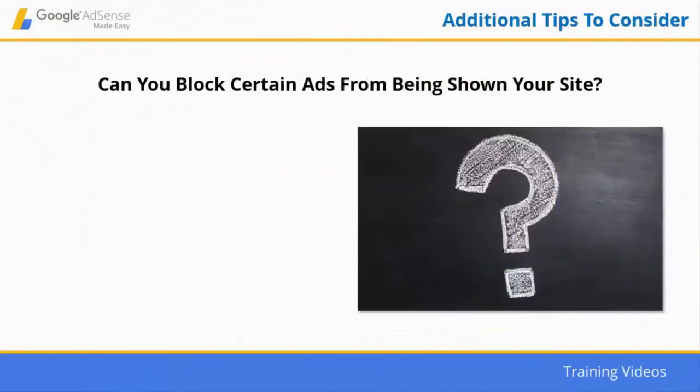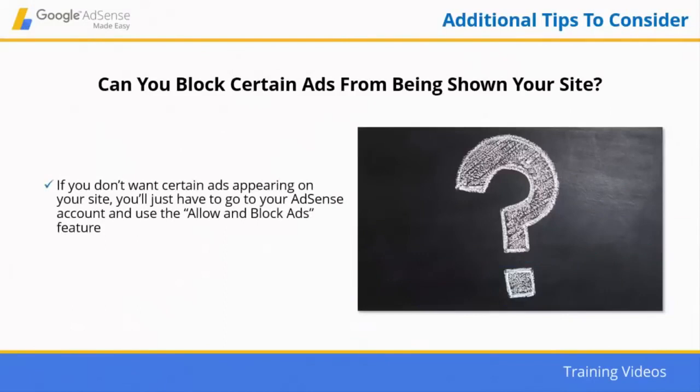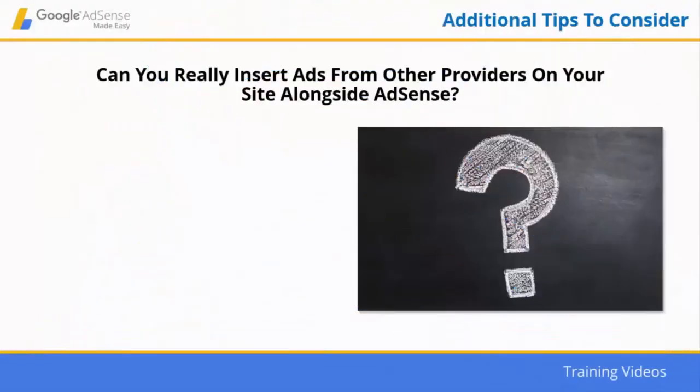Can you block certain ads from being shown on your site? If you don't want certain ads appearing on your site, you'll just have to go to your Adsense account and use the Allow and Block Ads feature. Then you'll just have to add the URL of the ad units that you want to filter out from your site.